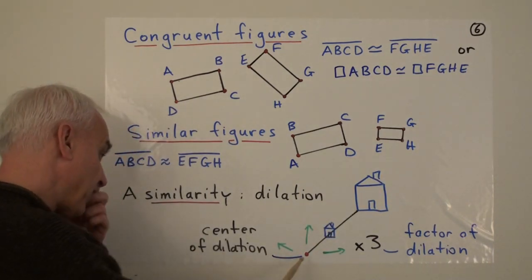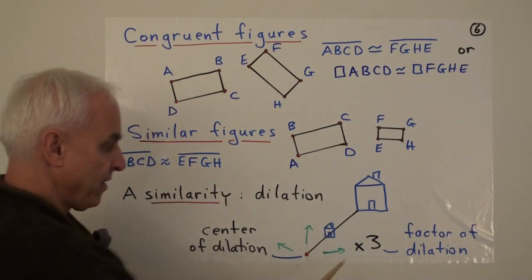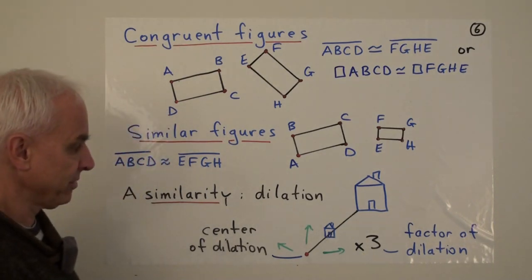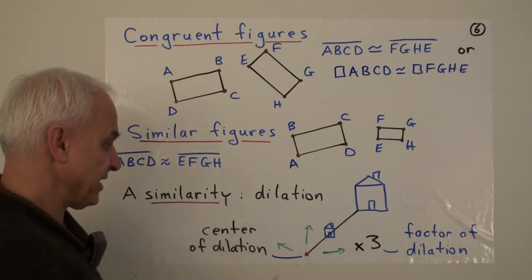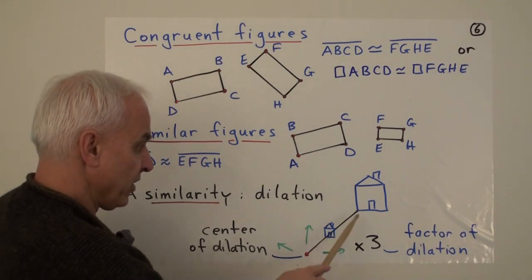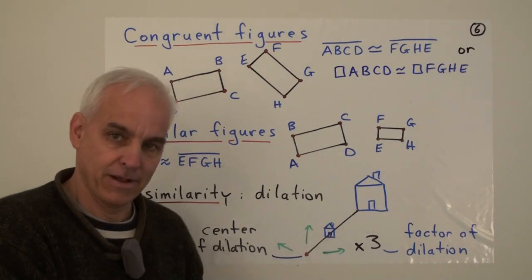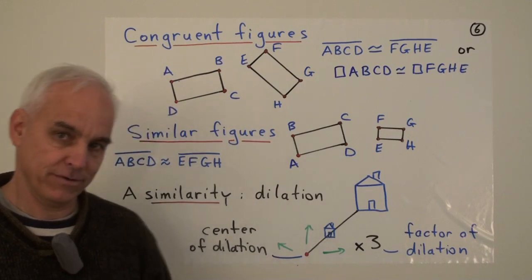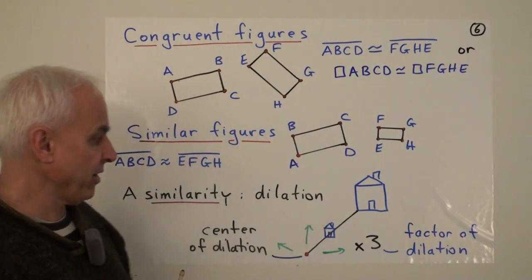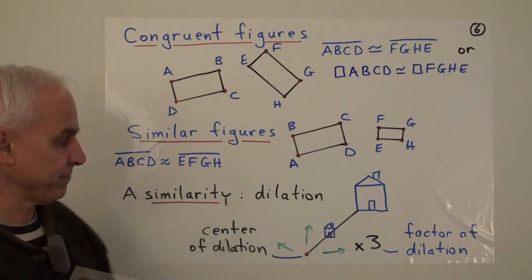And so this is called the center of dilation. 3 is the factor of dilation. And this is a transformation that takes this figure to a similar figure, but not a congruent figure. So these are similar, but not congruent.